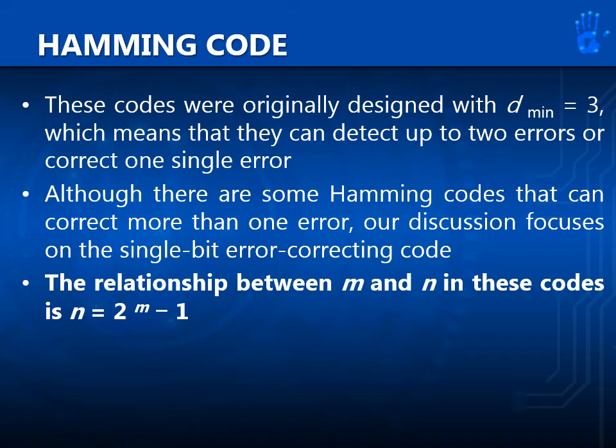Hamming code. These codes were originally designed with d sub min equals 3, which means that they can detect up to two errors or correct one single error. Although there are some Hamming codes that can correct more than one error, our discussion focuses on the single bit error correcting code. The relationship between m and n in these codes is n is equal to 2 raised to m minus 1.